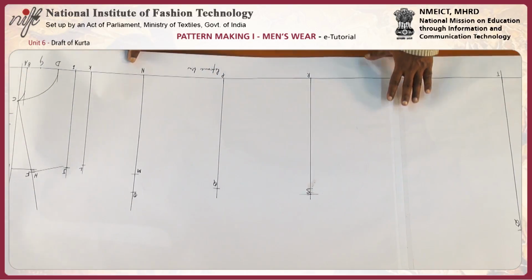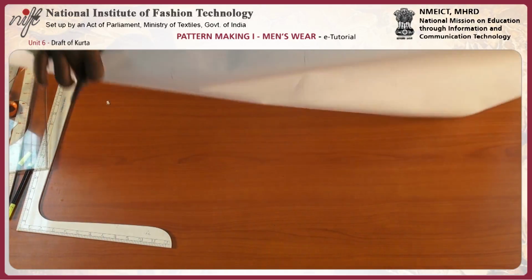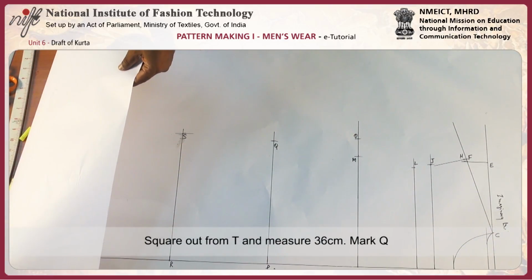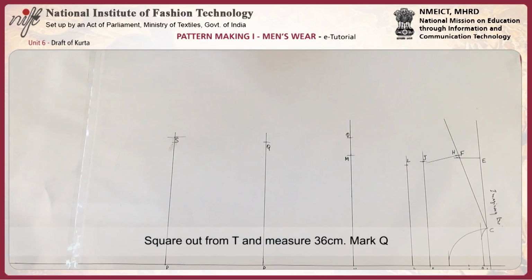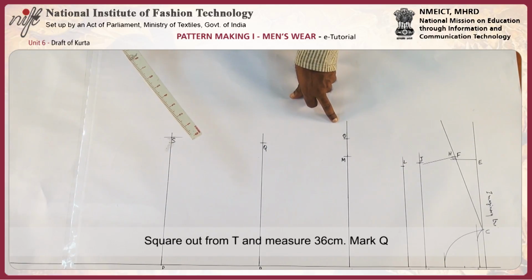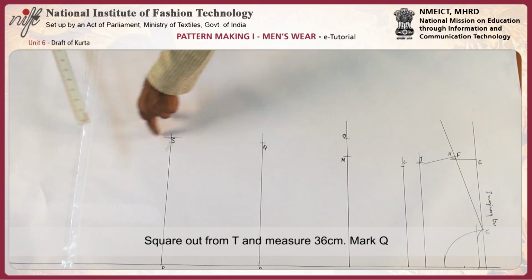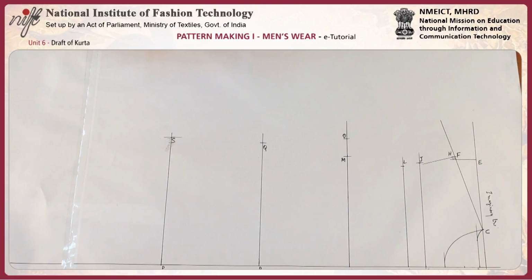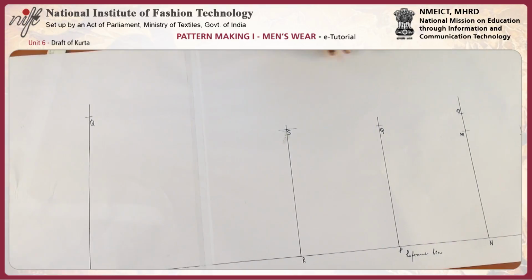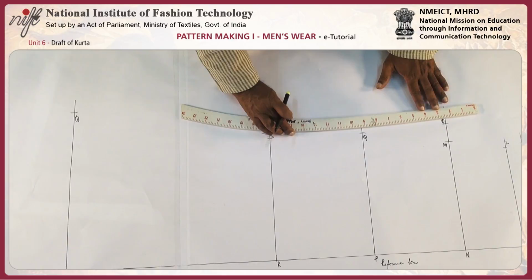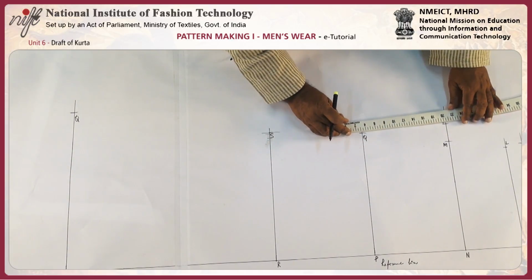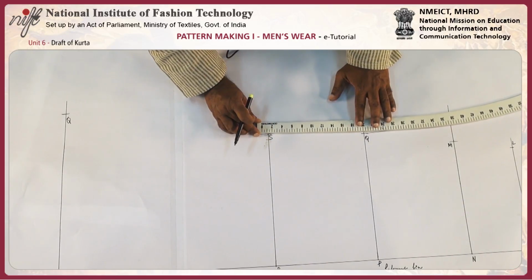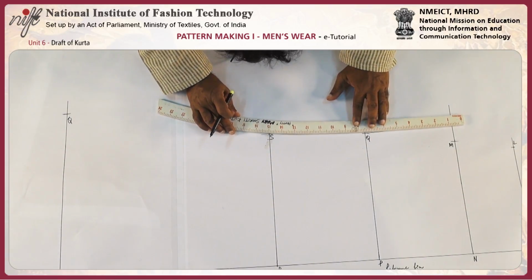Now blending part, what I do is I'll turn the sheet to other side and start blending with the help of French curve and hip curve by connecting point O, Q, S and Q. So use hip curve as I'm showing on the diagram.